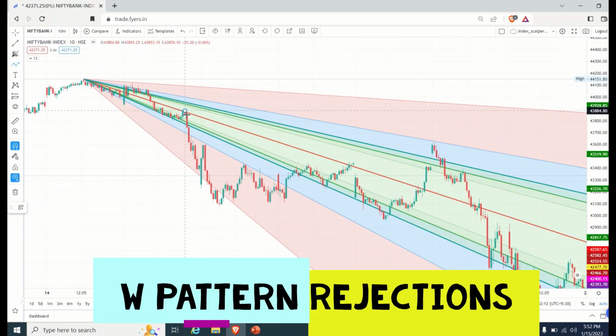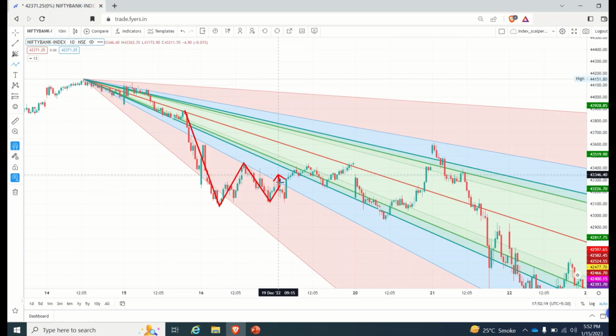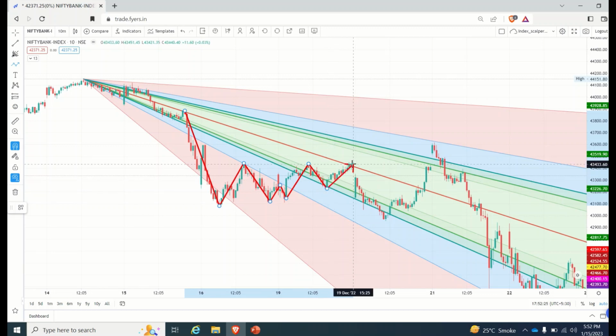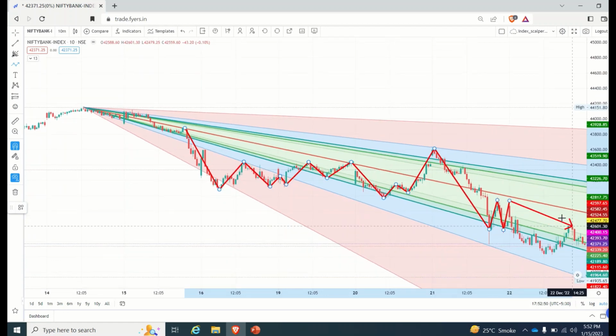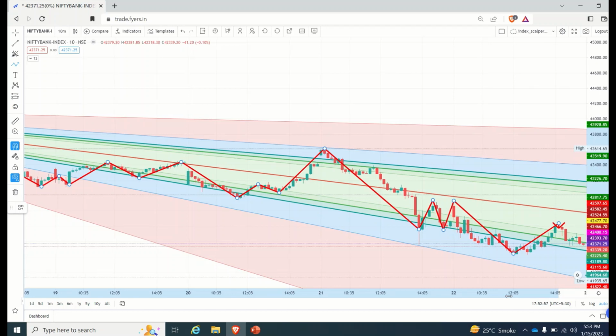Now it started forming a kind of W pattern over here, then another W, again same point rejection, again same point rejection, another W. Another try was made to get a bullish move, but that again failed miserably. It took a very sharp fall. Then it again tried to make another W, then again failure, another fall. So this is how it has been traversing since then.